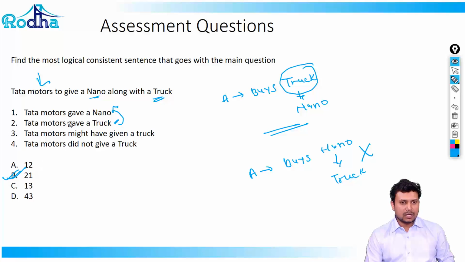If you see 1, 2, it will mean Tata Motors gave a Nano, Tata Motors gave a truck would mean that Nano, which brings us to this topic, that when you're buying a Nano, you're getting a truck, which is wrong because you get a Nano only when you buy a truck and not the other way around. So the answer in this case will be 2, 1. I hope this was also clear. Let's go on to the next one.